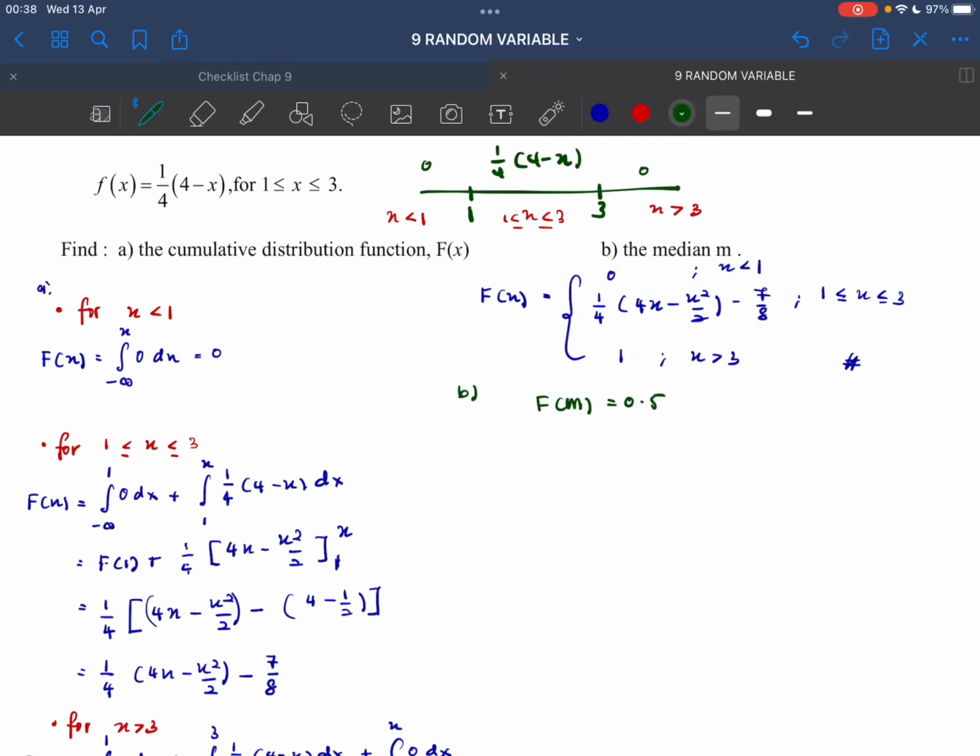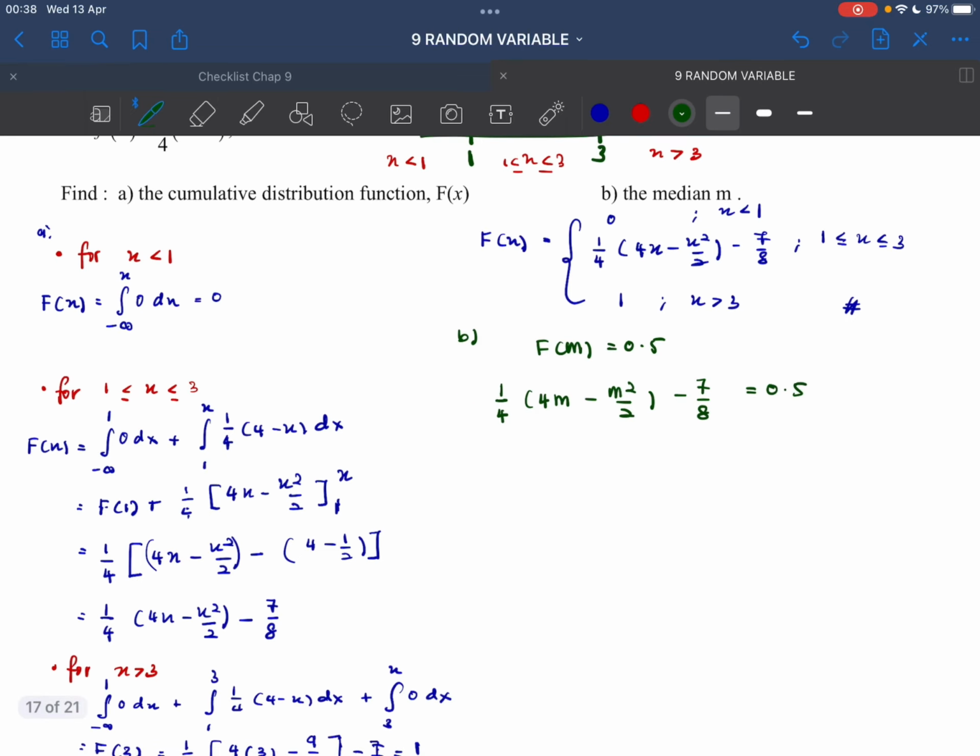Kita just substitute m dekat dalam function situ. Okay, just substitute your m into your x. So we'll have 4m minus m square over 2 minus 7 over 8 equals to 0.5. Okay, so now for bawa sebelah, we have 4m minus m square over 2. Here we have 0.5 plus 7 over 8 divided by 1 over 4. You supposedly get 11 over 2.